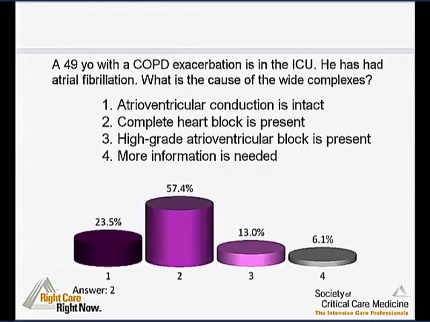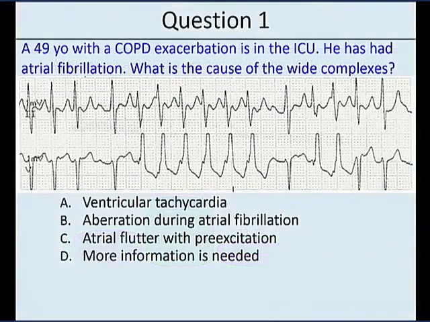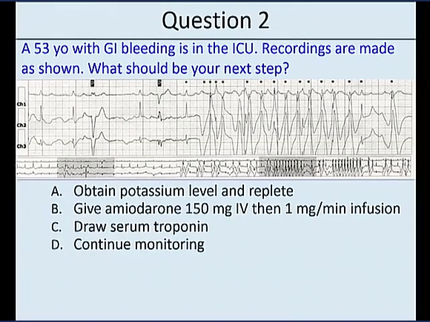Okay, atrial fib with aberration is correct. If we go back to the slide here, we see the rate during this wide complex stuff is not too different than the rate during the otherwise normal. We have this long, short. It's a setup for aberration, and we have this baseline atrial arrhythmia going on. So a lot of different ways to put this together with the correct diagnosis, and you guys are doing really well with this. Okay, a 53-year-old with GI bleeding in the ICU.